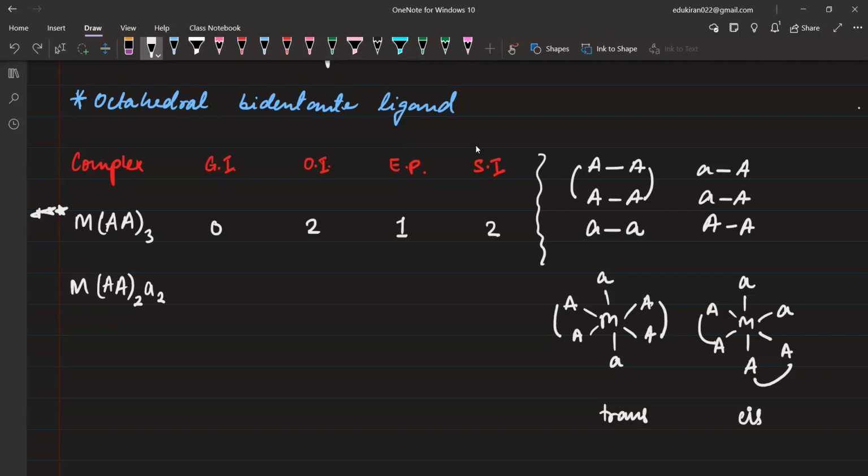ठीक है. Now, obviously, this is going to be a geometrical isomer. तो आपके पास ये दो geometrical isomer मिल गए, एक cis form और एक trans form. अच्छा, इस केस में देखिए, जो trans है, it is going to have all kinds of symmetry. इसमें center of symmetry भी आपको नजर आएगा.